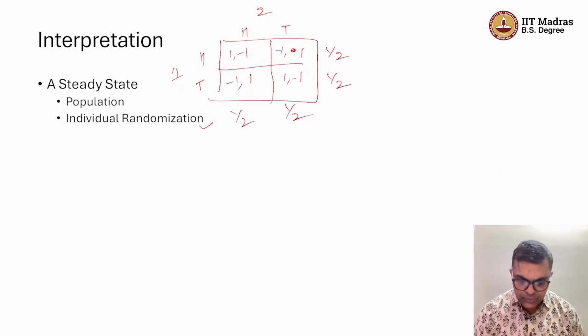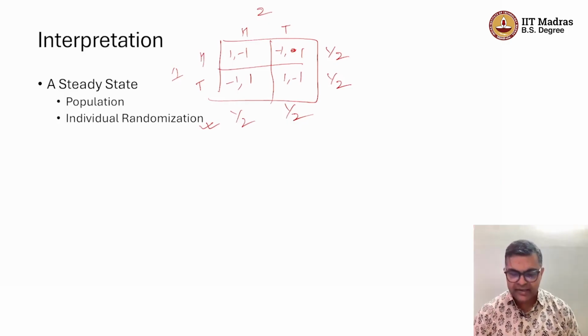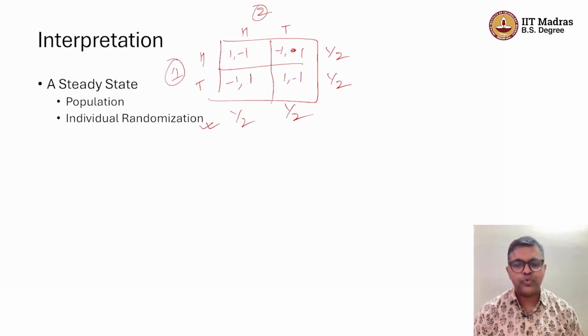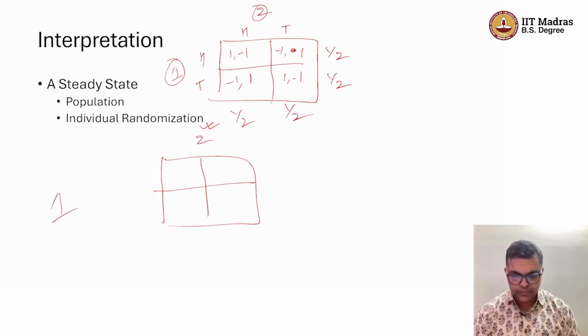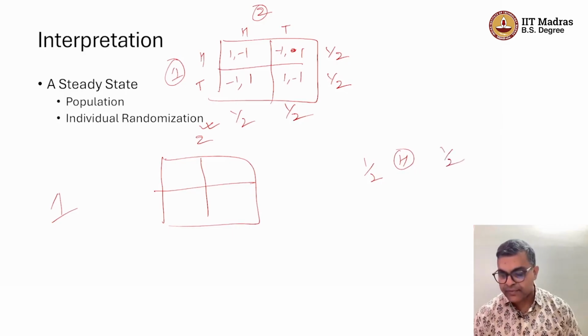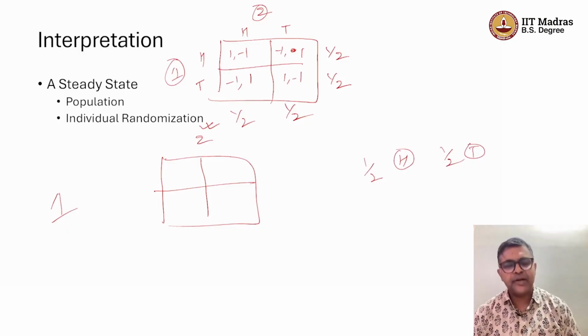What we are talking about is individual randomization: player 1 is randomizing between H and T, and player 2 is also randomizing between H and T. There is another possibility: player 1 is coming from a population, and player 2 is also coming from a population. Half of the time people from the population play H when they are player 1, and half of the time they play T, and the same justification can be given from player 2's perspective.